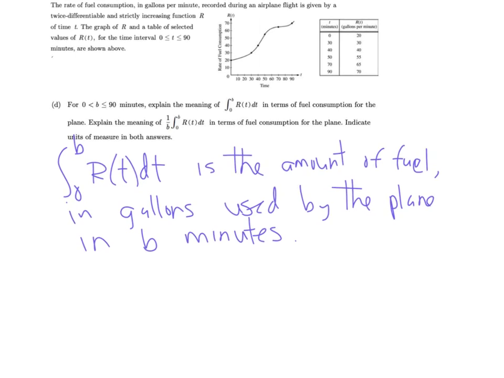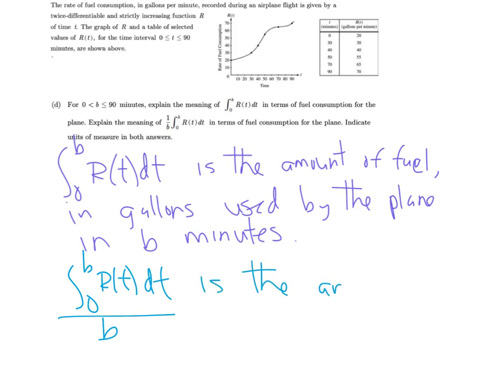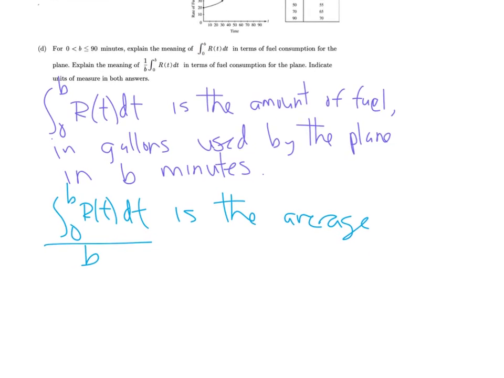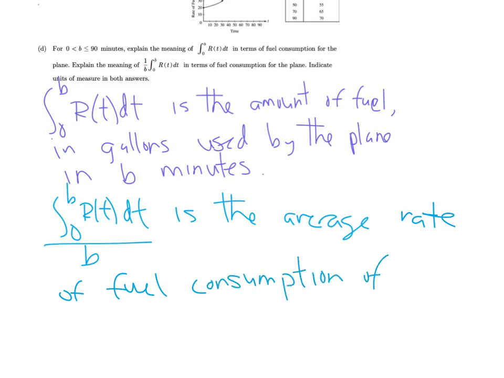And then the integral from 0 to b of r of t dt over b. Notice how I rewrote it because it makes more sense in my brain. It is the average value of the function, and the function is the rate of fuel consumption. So it's the average rate of fuel consumption of the plane.